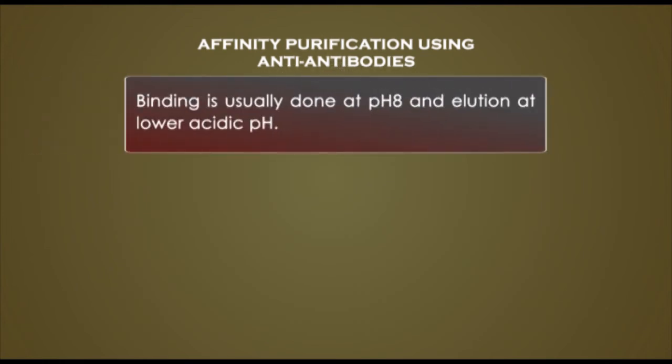Binding is usually done at pH 8 and elution at a lower acidic pH. In such purification, care is taken so that the acidic elution buffer does not damage the antibodies. Immediately after elution, concentrated buffers are added to neutralize the acidity. Since the antibody ligands are proteins, care should be taken that these proteins are not degraded during the chromatographic process.